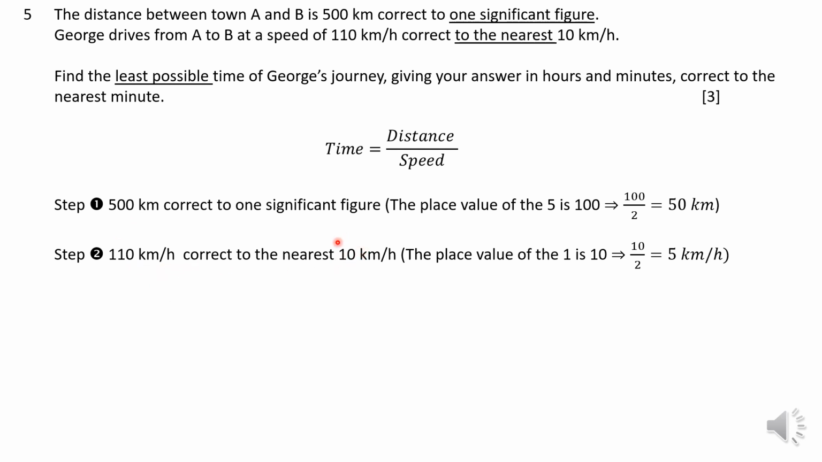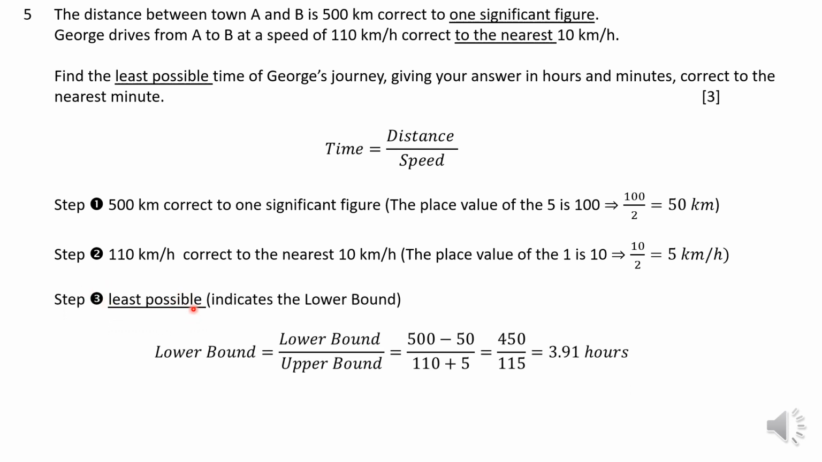This is given correct to the nearest 10 kilometers per hour. Again, this could have been 120. The point is the place value is 10, and we divide 10 by 2 in order for us to know what I should add and subtract when I look for the upper bound or lower bound. But since we know it's least possible, that indicates the lower bound, and this is what I did. I know that to find the lower bound, when you divide, you must take the lower bound divided by the upper bound. Okay, so the lower bound would be 500 minus 50, remember? And then obviously 110 plus 5, because we have to divide that by the upper bound.